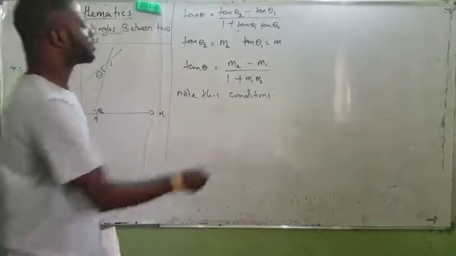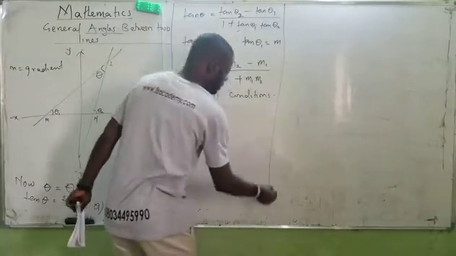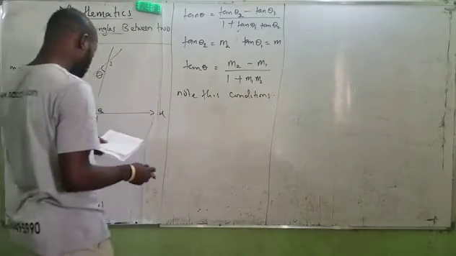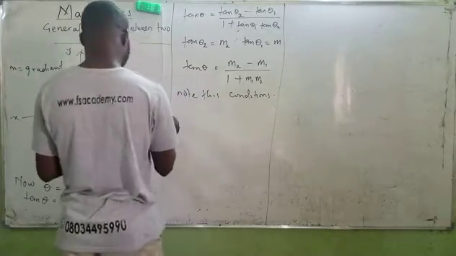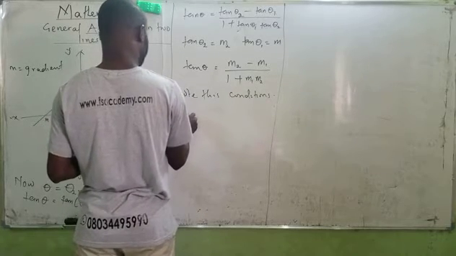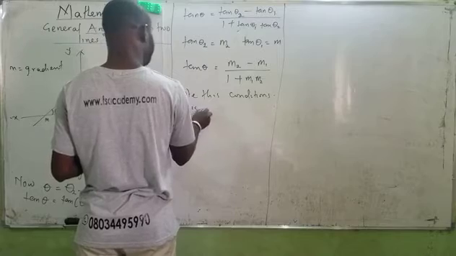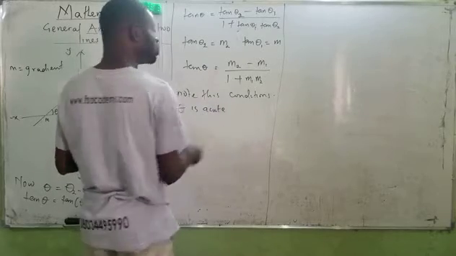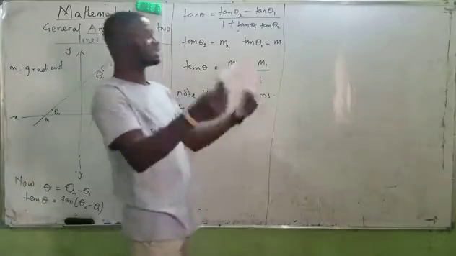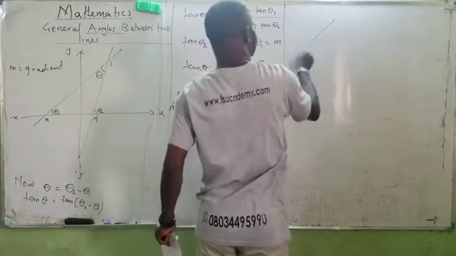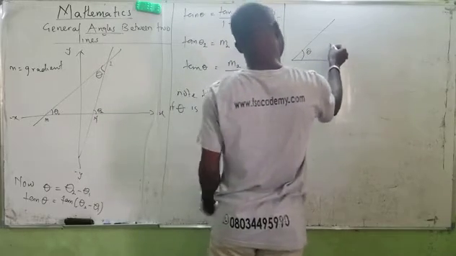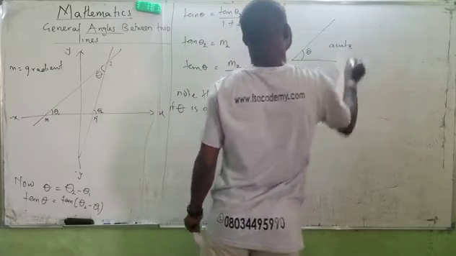Now, let me quickly state the condition. The first condition is that if theta is acute. You know what is called an acute angle? An acute angle means it is less than 90. This is a very good example of an acute angle. It's always less than 90. It means theta is acute.